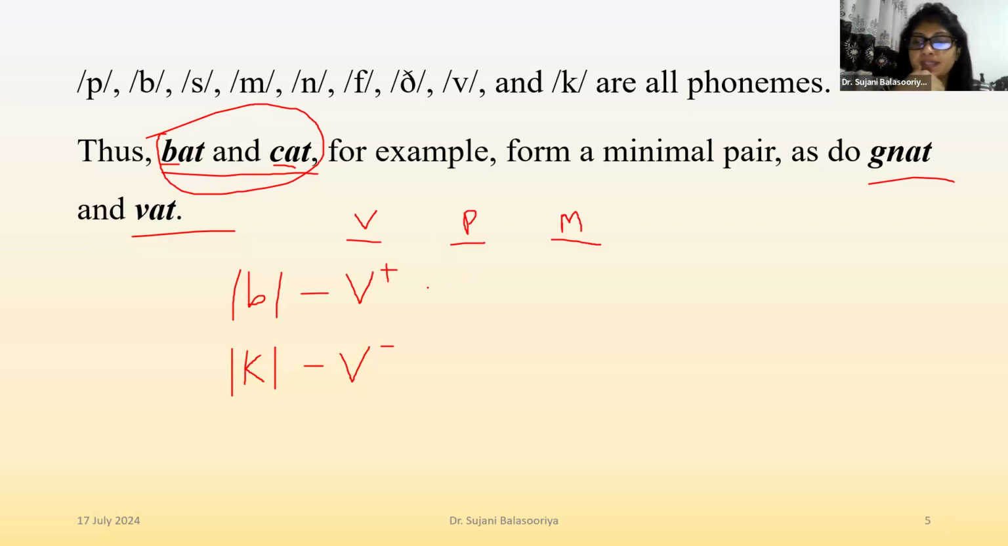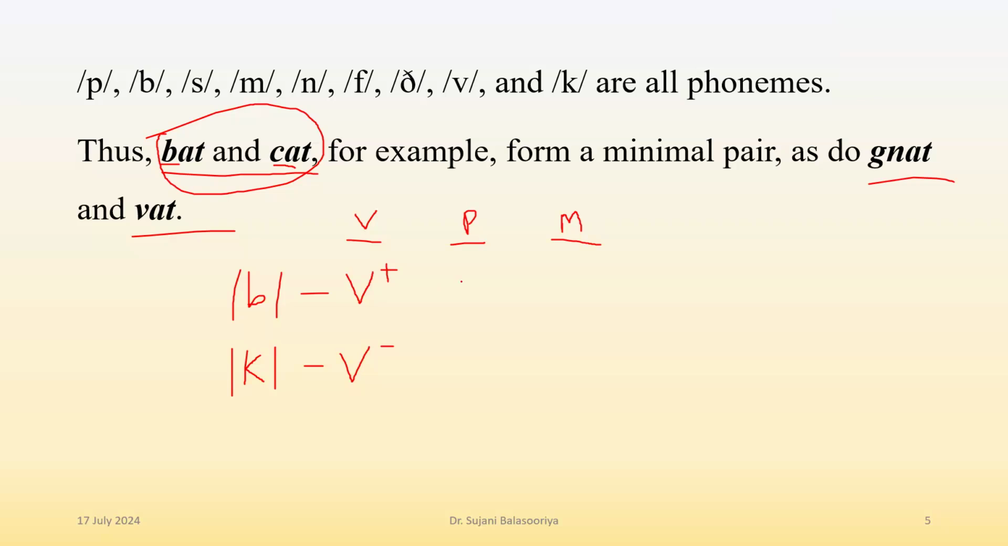In which place? Same or different? B and k. Yes. No, not clear. Your silence, I can't understand whether the things are clear. Excuse me, ma'am. Yeah, yeah.